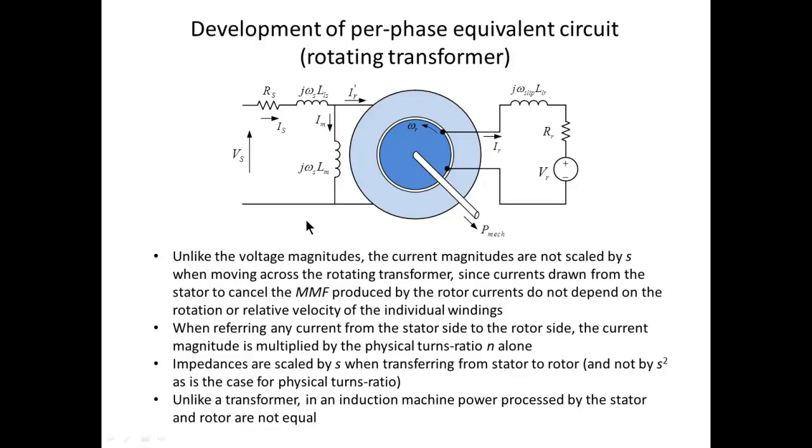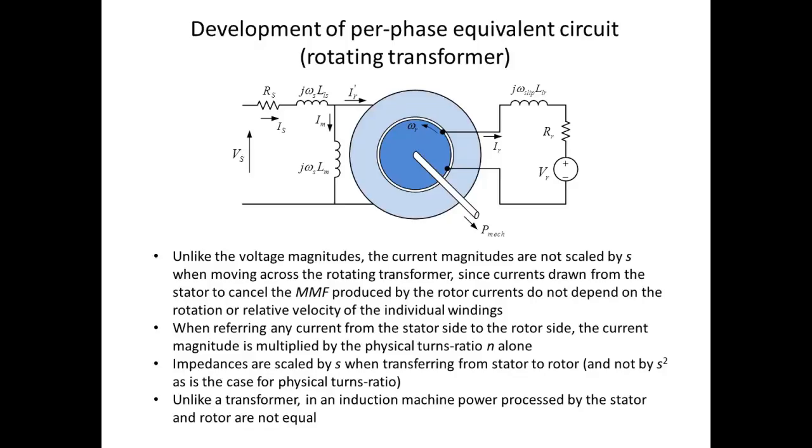Therefore, when you refer any current from the stator side to the rotor side or vice versa, you scale the current magnitudes only by the physical turns ratio n and not the value of slip s. That is a very important distinction between what happens for the voltage versus what happens for the current. That is the main reason why we cannot simply call this rotating structure a transformer with a turns ratio of n times s, because that is valid only for the voltage and not for the current.